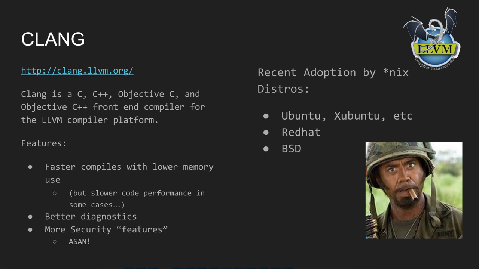Its features compared to GCC are faster compiles with lower memory use, but many times, depending on the features or the flags you compile with, it may cause slower code performance in some cases. It has better diagnostics and it has more security, quote unquote, features, the best of it being AddressSanitizer, otherwise just called ASAN. It has been recently widely adopted by various Unix distributions, and notably this includes Ubuntu, Xubuntu, and the whole Ubuntu family, Red Hat, BSD, and possibly several others.